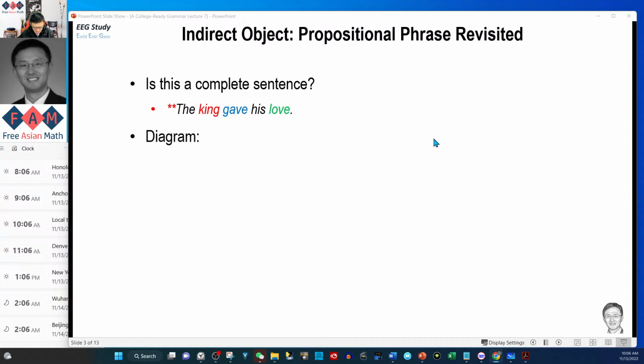Well, we need something like this. The king gave his love to Anne Boleyn. By the way, Anne Boleyn was a queen in England. So the king gave his love to Anne Boleyn. And we see this, to Anne Boleyn, what is this? This is a prepositional phrase, right?